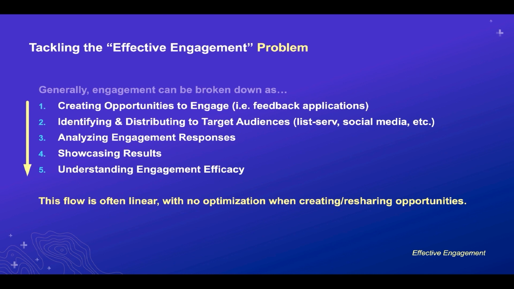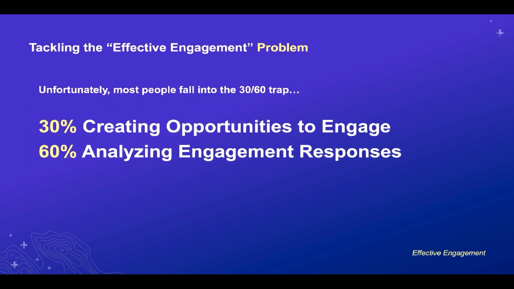And what I mean by that is, I've progressed from 1 to 5, and with that same opportunity, can I then retarget and redistribute to new audiences based off of what I've learned and off the analysis of the responses I've gotten so far? At the end of the day, a lot of people fall into this 30-60 trap, and I can understand why on the 60, because it can be quite burdensome.